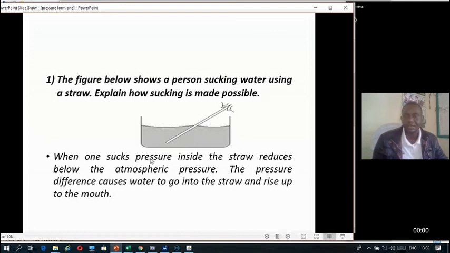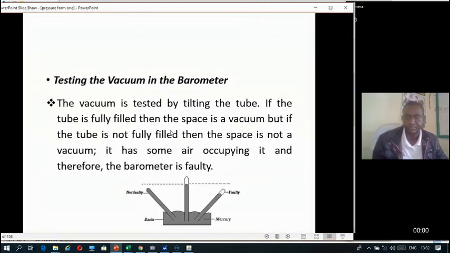Then what happens is that the pressure inside the straw reduces below the atmospheric pressure. Therefore, the pressure difference causes water to go into the straw and rise to the mouth. So it is the atmospheric pressure that pushes the liquid. What you only do is draw air out.